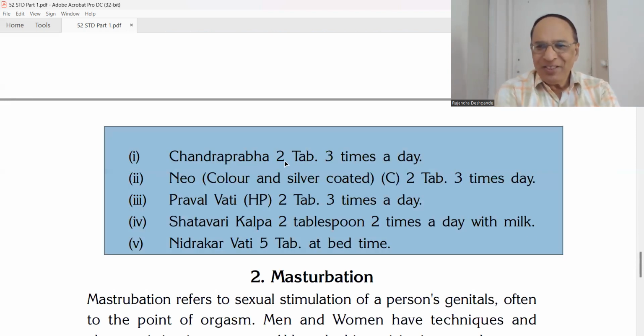Now another prescription for nocturnal emission is like this. Chandra Prabha tablet with Shilajit, 2 tablets 3 times in a day. Neo is the name of the tablet from Charak Pharma company. They are colored, silver-coated tablets, 2 tablets 3 times in a day.